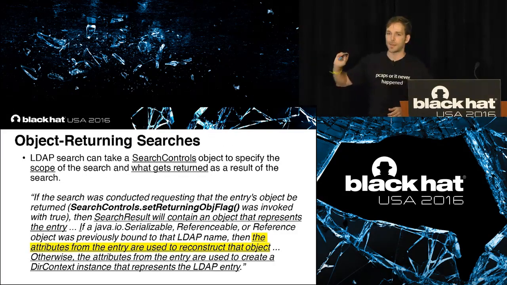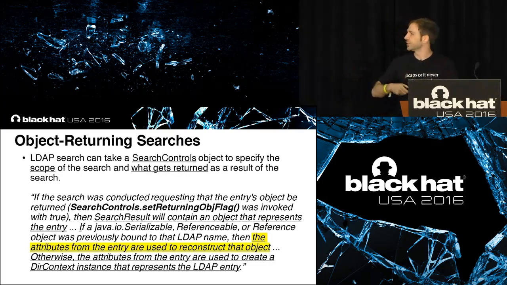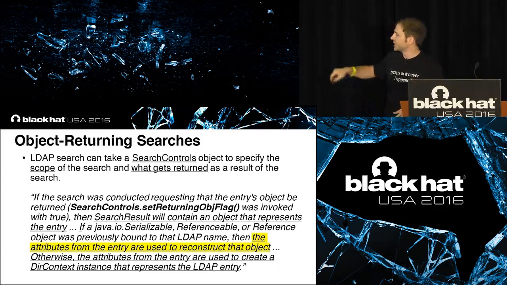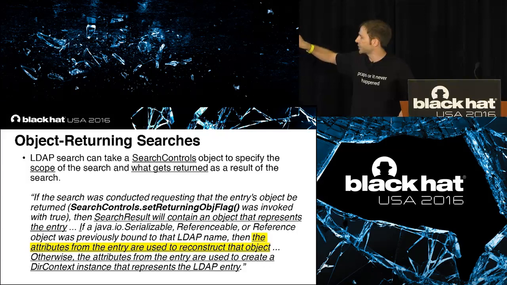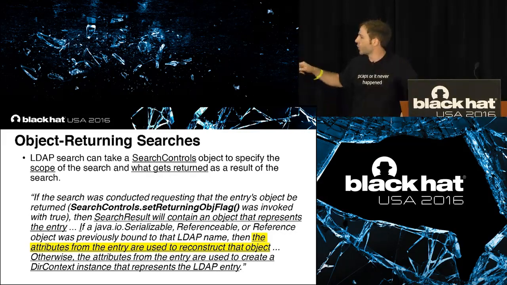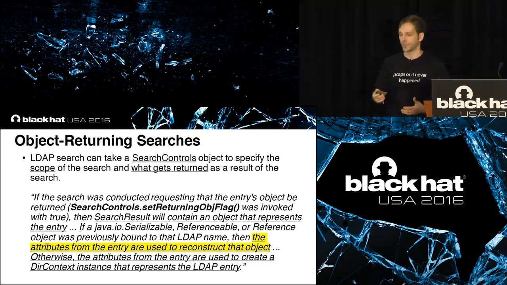However, there is a special type of search that we call object returning searches, and basically you can provide a search control instance to a search operation. This search control is basically meant to define the scope of the search and what's expected from the search. So this is from the Oracle documentation. It basically says that if the search control contains this set returning object flag set to true, then whatever attributes are received as part of the response, they will be used to reconstruct a Java object. Or if these attributes are not present, then it will basically create a wrapper around these LDAP attributes.